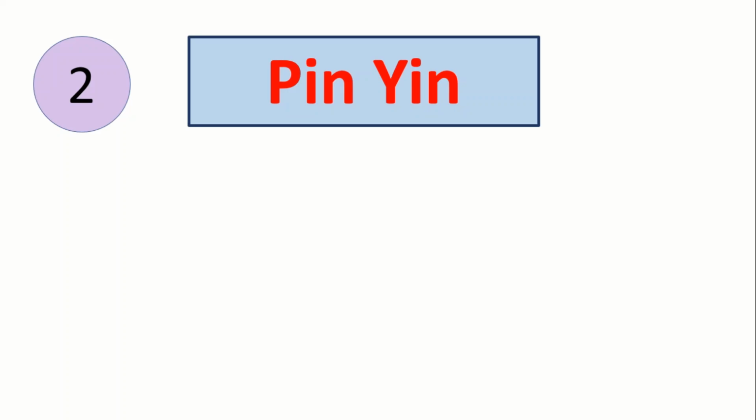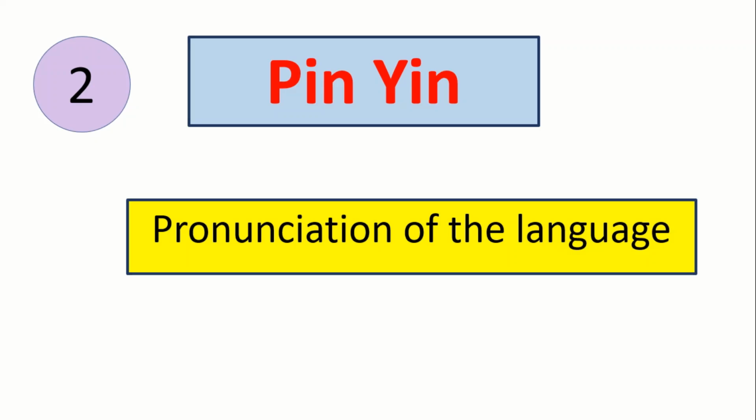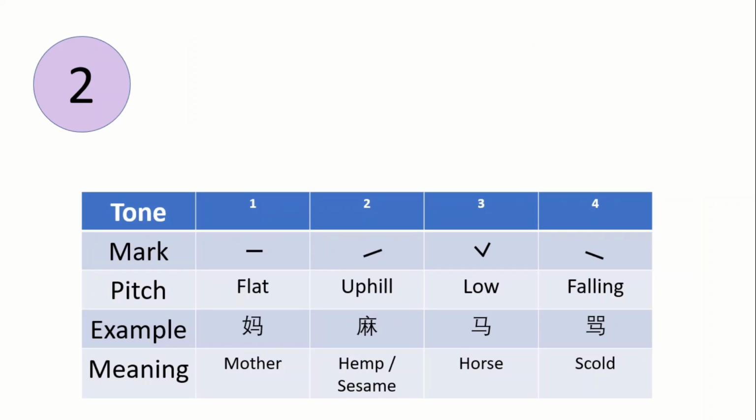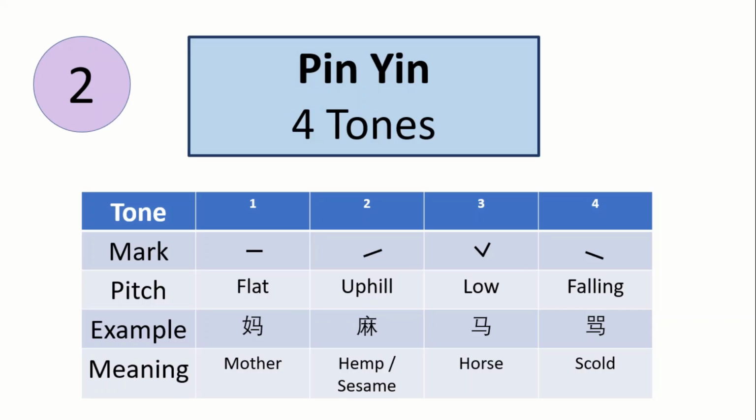The second thing that you have to be aware of is the pinyin, which is the pronunciation for the Chinese language. And it's also used when you type Chinese words on the keyboard. Pinyin has 4 tones. Tone 1, 2, 3, 4. And they have a separate marking for each.